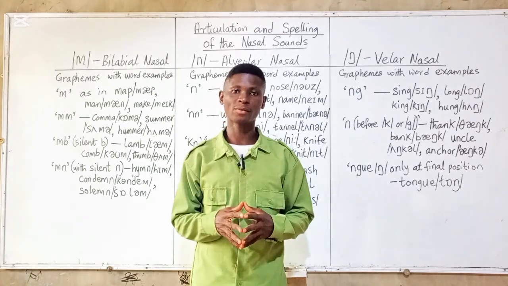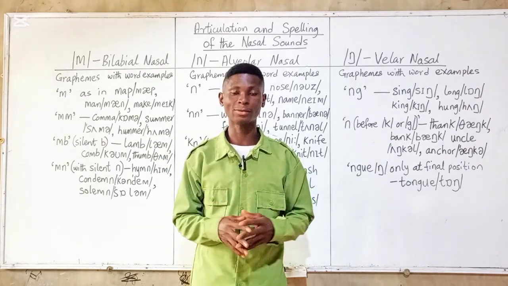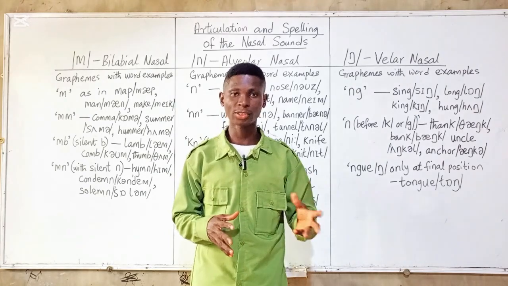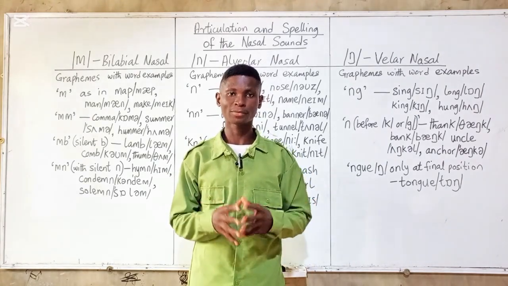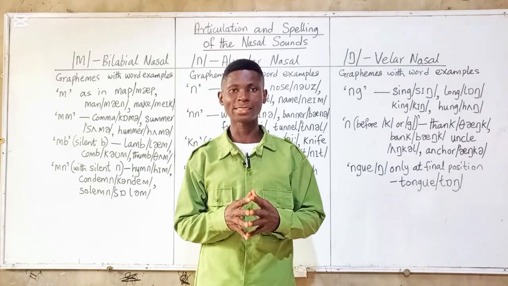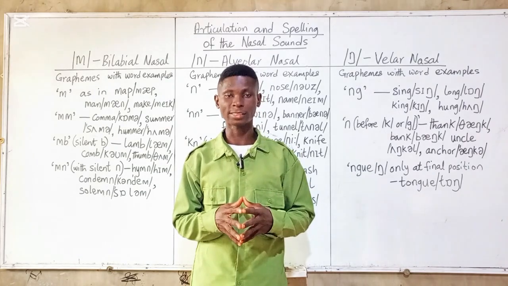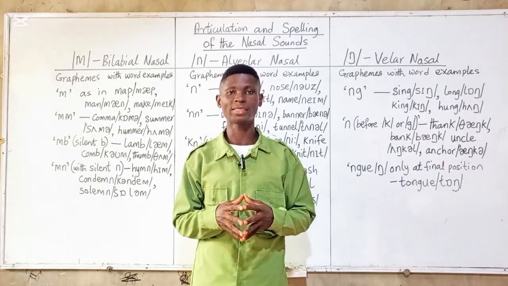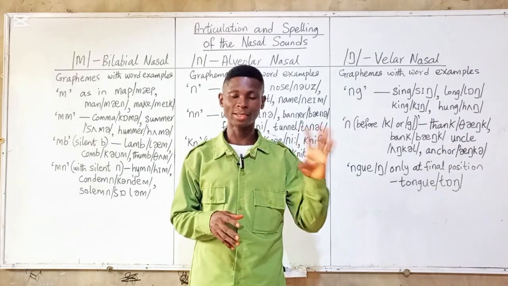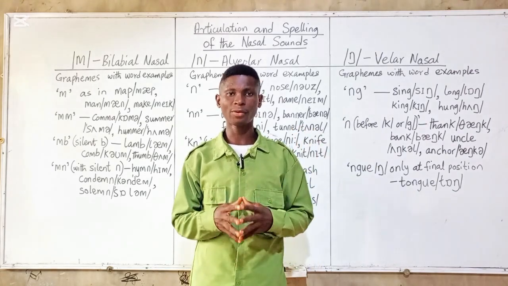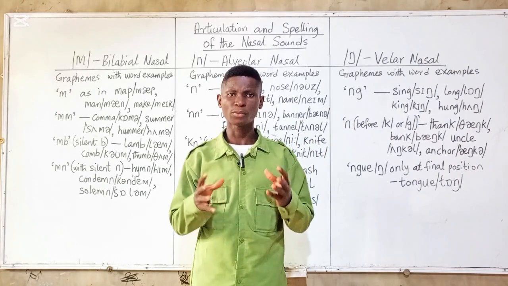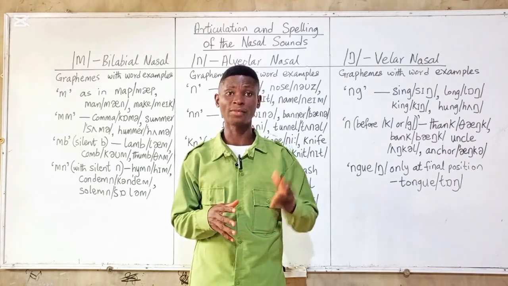Remember the criteria for the description of consonant sounds, ranging from the phonation process to their places or organs of articulation to manners of articulation. So based on manners of articulation, we have the nasal sound. This refers to those sounds produced with the help of the nose.